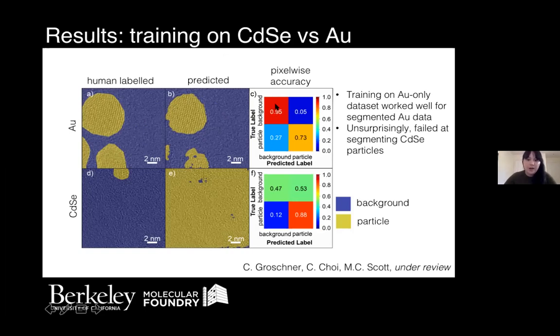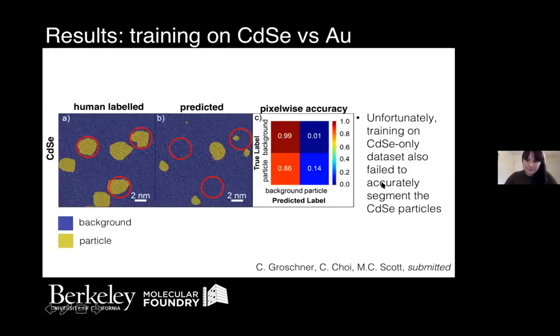So accurate background prediction pixels are in the upper left, and accurately predicted particle pixels are in the lower right. So we see reasonable accuracy in the gold case, but we see terrible accuracy in the CAD cell case. It's not well captured in the confusion matrix because it's just guessing that everywhere is a particle, and therefore guessing correctly that most of the particle pixels are particle. But visually, and if you look at an intersection of union type error metric, this is going to be a failed case of application.